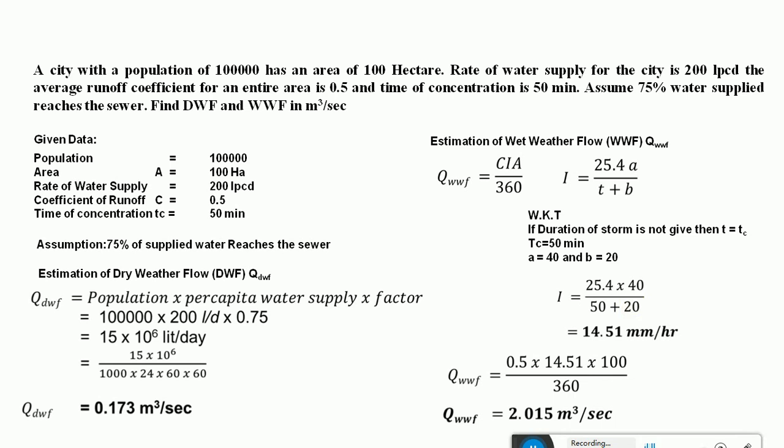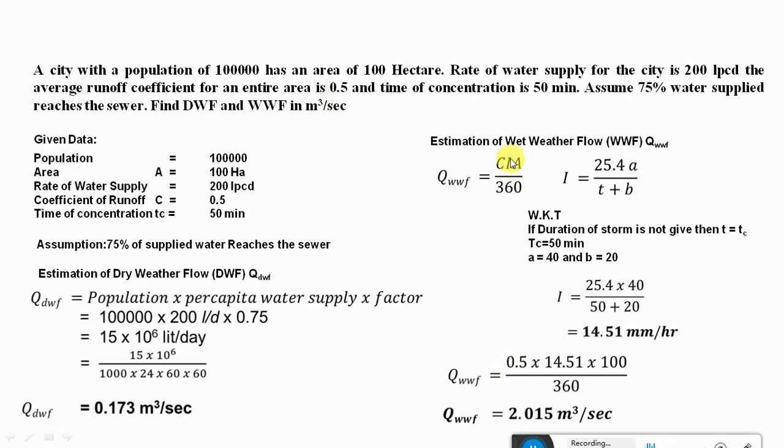Okay, so this value we have to substitute in this equation, that is Q is equal to C into I into A divided by 360. Here the average coefficient value is given for the entire area. So here we are substituting the value of C as 0.5 into I, the intensity of the rainfall.